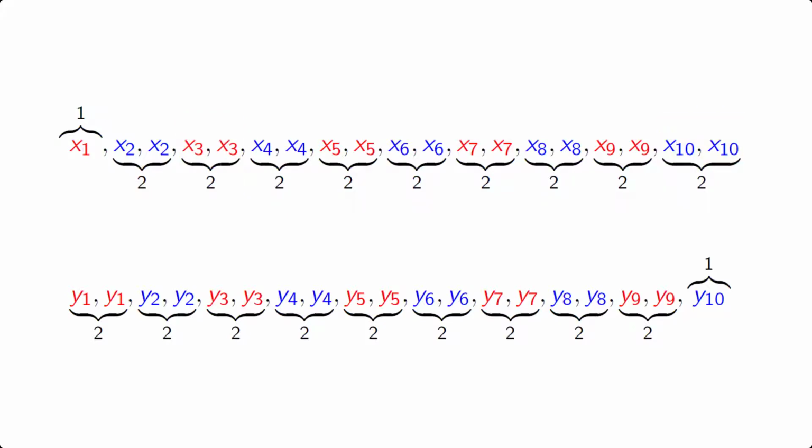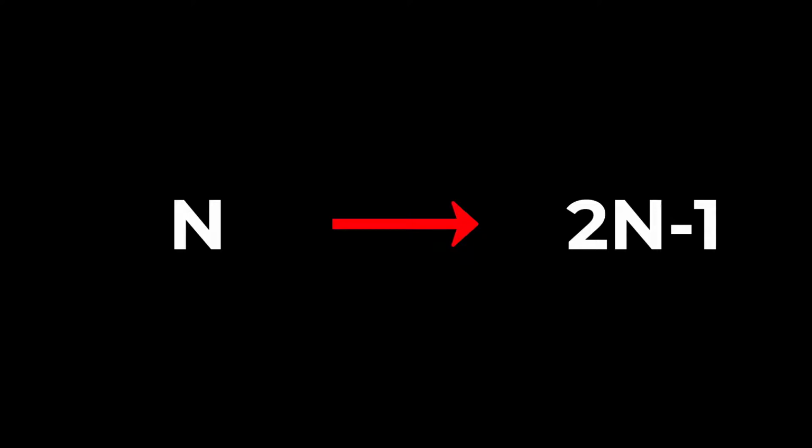For y, however, we have a slightly different pattern. y1 appears twice, y2 appears twice, y3 appears twice, all the way up to yn-1, which in this case is y9. It appears twice. However, the final observation, y10 or yn, only appears once. So this means that we're duplicating every single observation with the exception of one of them. If we started out with n observations, we will end up with n times 2 minus 1 observations.